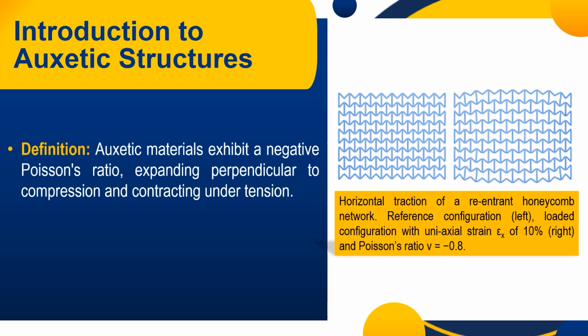So for the understanding of the exotic structure, basically I am interested in negative Poisson ratio. That means I am expanding perpendicular to the compression and contracting under tension. As you can see in this picture, the horizontal traction of re-entrant honeycomb network. So this is a typical honeycomb network. If I apply a uniaxial strain like 10% to the right, I am getting the Poisson ratio of minus 0.8. That means I am getting the expansion, right, rather than the compression.